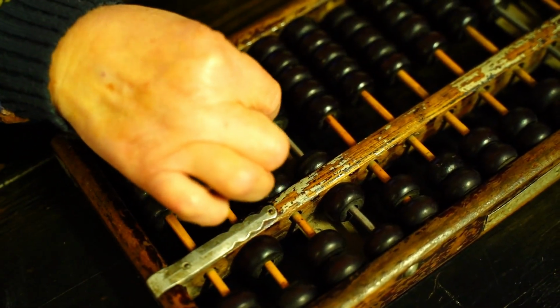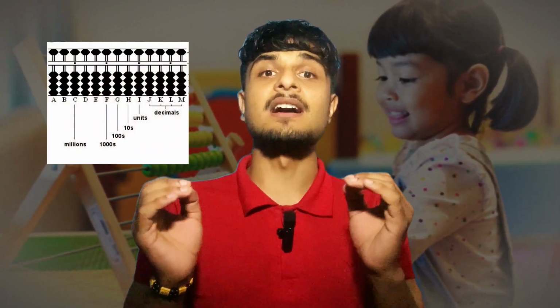When we drop the upper beads, we add. When we raise them, we subtract. When beads are moved to the middle bar, the value is counted, and the rightmost rod is designated as 1, followed by tens and hundreds. That's why the abacus is related to math. Let's talk about the advantages.